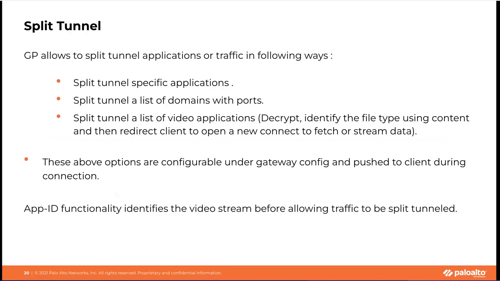GlobalProtect allows you to split tunnel applications or traffic in certain ways. You can split tunnel specific applications. You can split tunnel a list of domains with ports. You can split tunnel with a list of video applications. The decryption can identify the file type using the content and then redirect the client to open a new connection to fetch the stream data. And App-ID functionality identifies the video stream before allowing the traffic to be split tunneled.